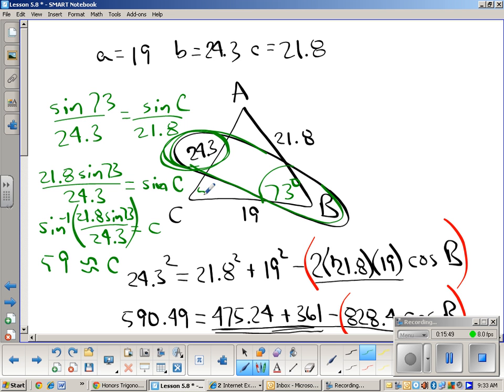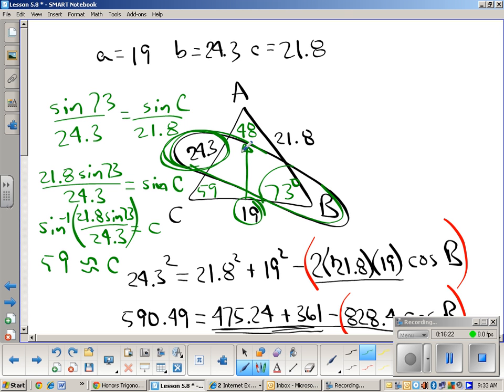And so C was 59. Should I use law of sines again, or is there an easier way to find that third angle? Tell me how to do it. Add up the 59 and 73, and subtract it from 180. What do I get? 48. Now, what if I got 60 there? Then there must have been a mistake, right? Because the shortest side should be opposite the smallest angle.